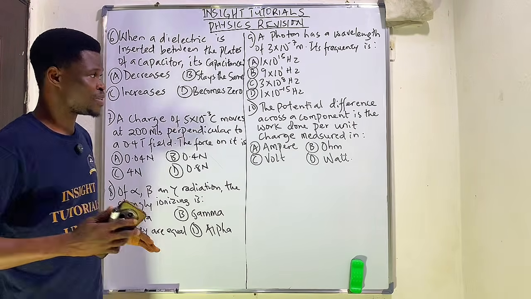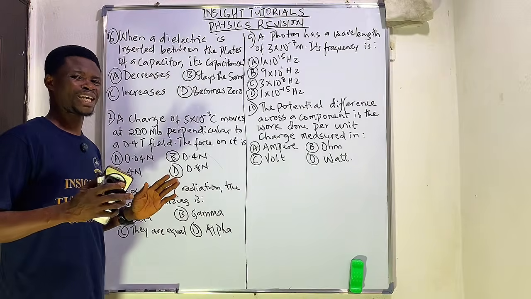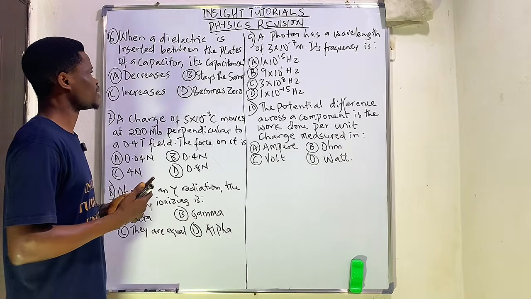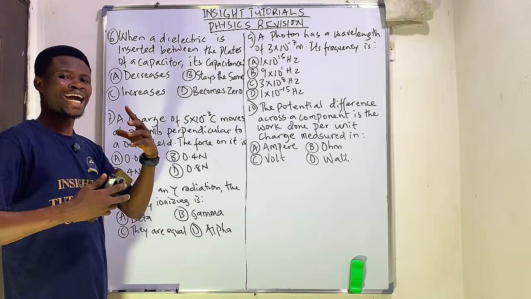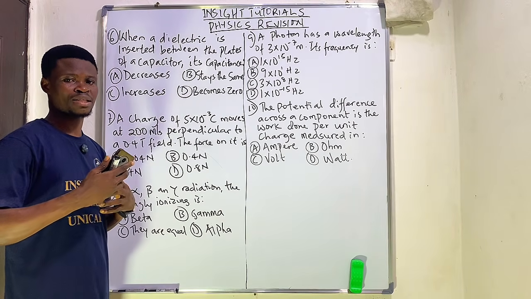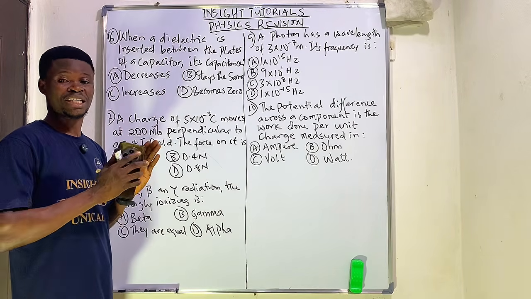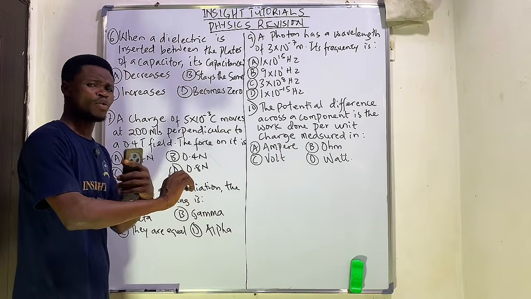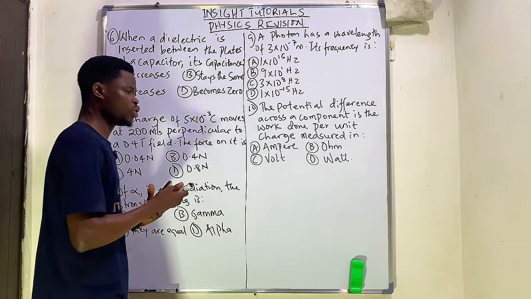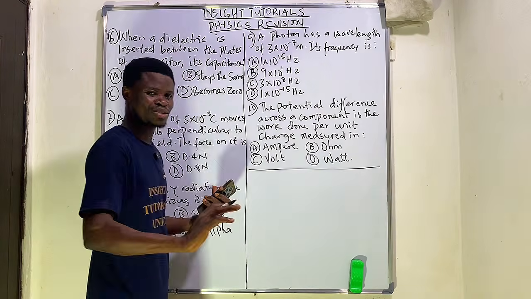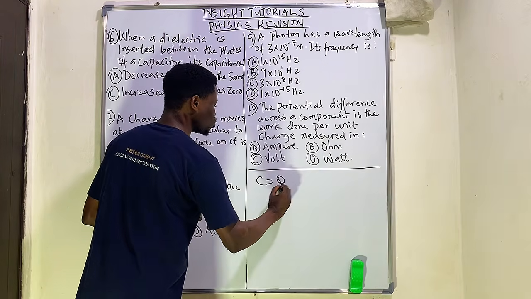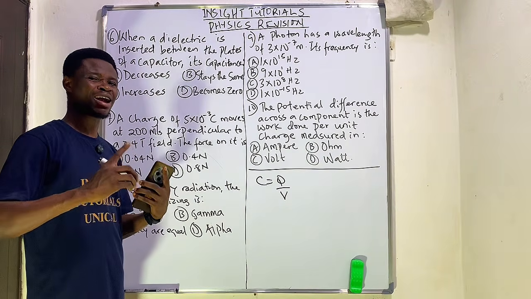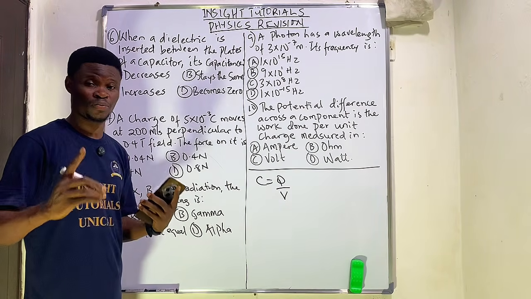Now, for us to understand this principle, first of all, what is a capacitor? A capacitor is simply what is used in storing electrical charges. And the capacitance tells you how much charge can be stored at a given potential difference, of a given voltage. For a normal capacitance, capacitance is given as the charge over the potential difference. But for a parallel plate, please take cognizance of this.